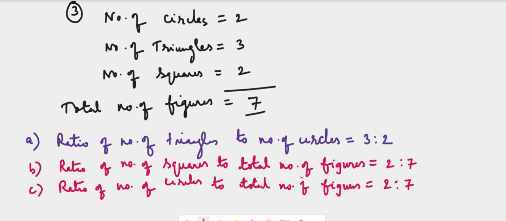Ratio of number of triangles to number of circles 3:2. Ratio of number of squares to total number of figures 2:7. Ratio of number of circles to total number of figures 2:7.